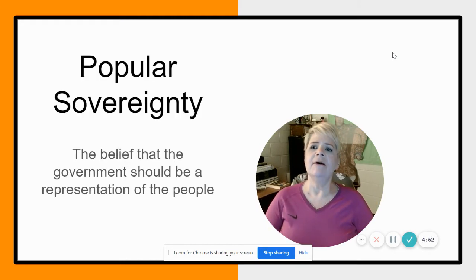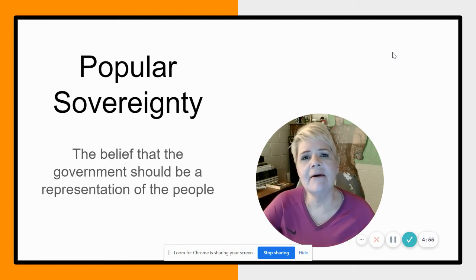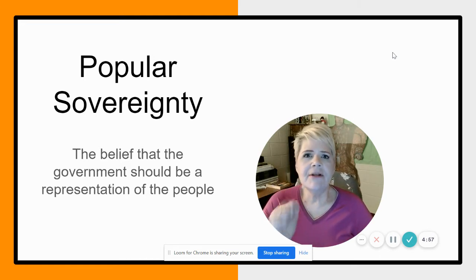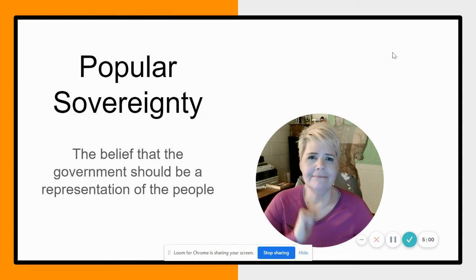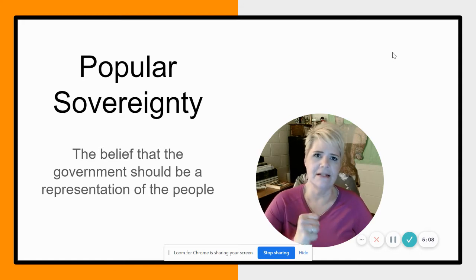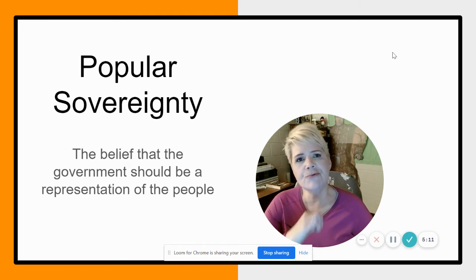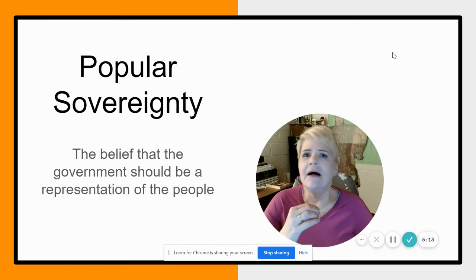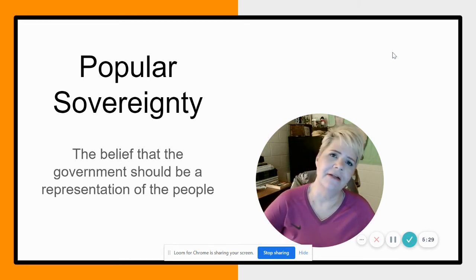Popular sovereignty. Popular sovereignty is the belief that a government should have representation of the people. Okay, of the people. And right now, in 2021, I truly believe here in the United States, the House of Representatives is a true representation of the people. It's very diverse racially, religiously. People have different sexual orientations, etc. Like, it is this true representation of the melting pot here in the United States.